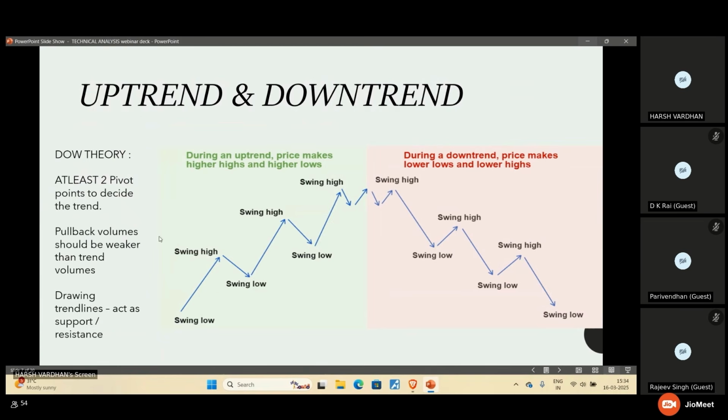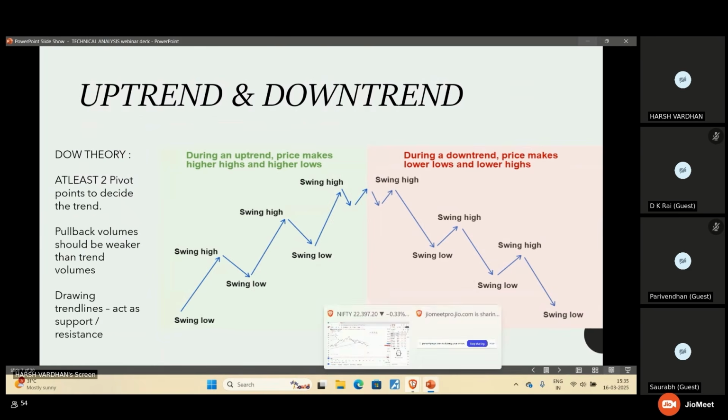Then the second indicator is that the pullback volume should be weaker than the trend volumes. So this is called trend volume. For example, during an uptrend, whenever the market is going up, that's the trend volume, because it's in the direction of the trend. The market is in uptrend and the stock or index is also moving up. So it is called trend direction. And this is called pullback direction. So pullback will be opposite to the trend. For example, in an uptrend, whenever a stock price or index goes down, it is called pullback. So the volumes during the pullback should be lower than the volumes during the trend direction.